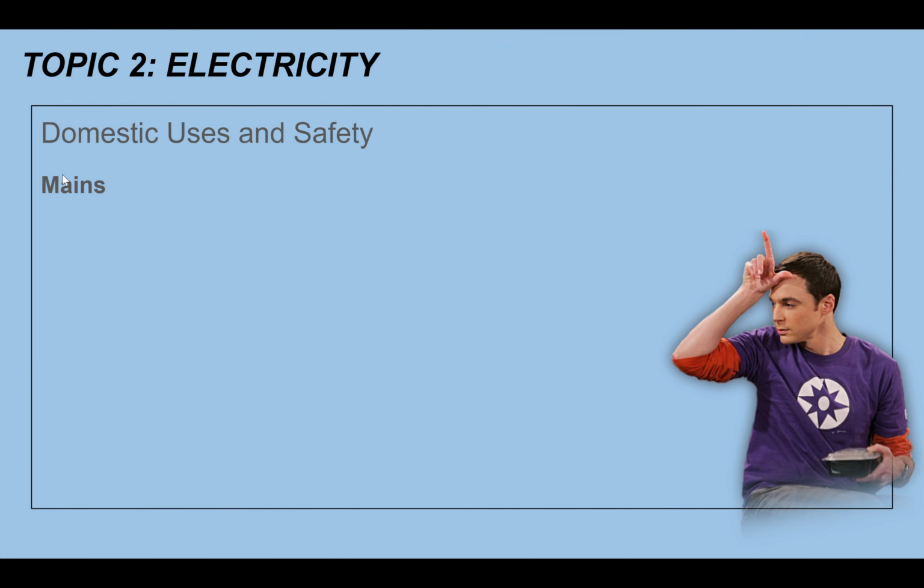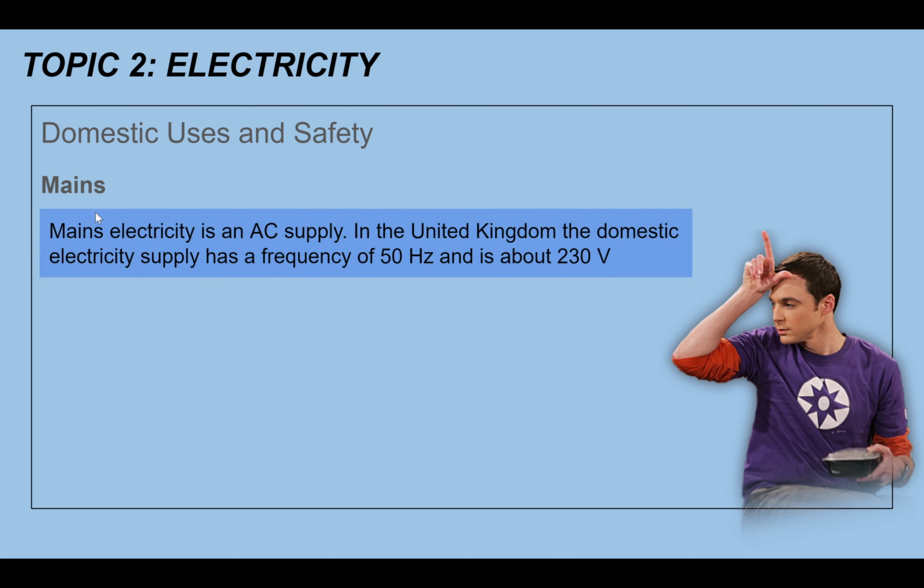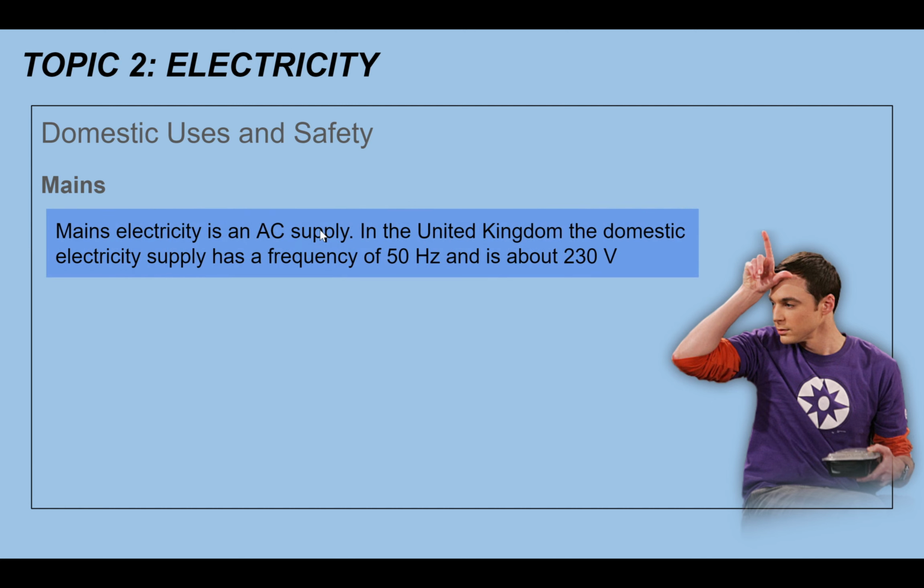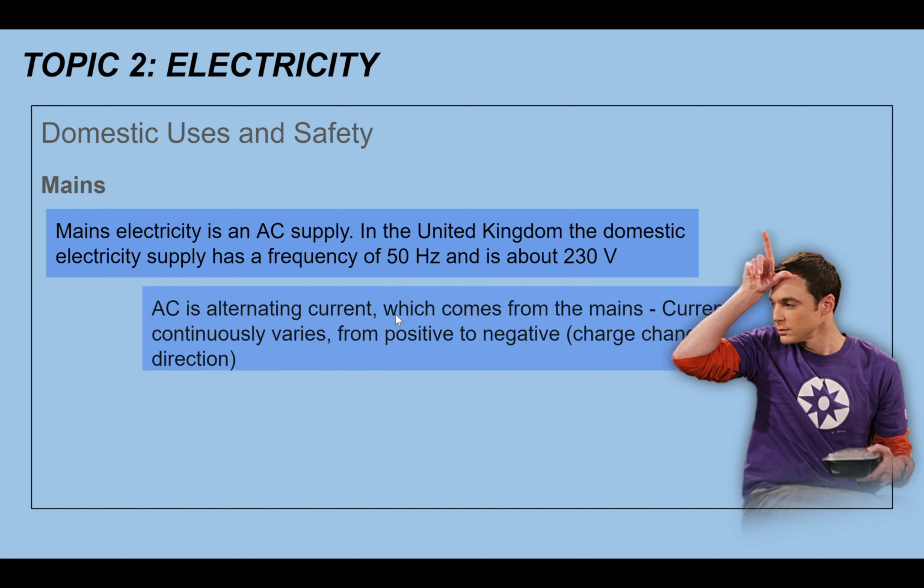Domestic uses and safety. Mains. So mains electricity is an AC supply. In the United Kingdom, the domestic electricity supply has a frequency of 50 Hz and is about 230 volts. So you're going to want to know that, as it might ask you a question about it. So remember, domestic electricity supply frequency 50 Hz and 230 volts.